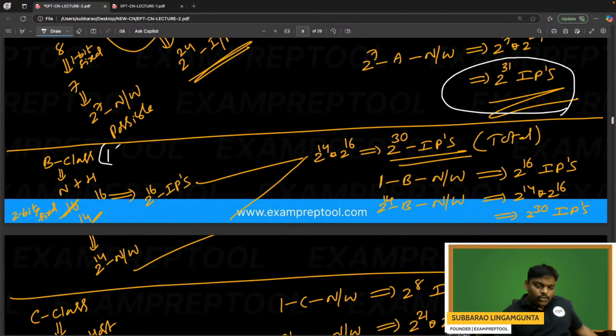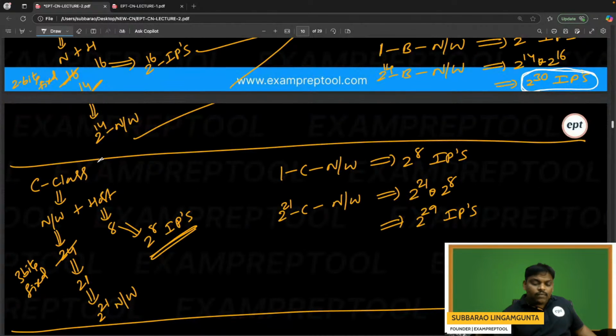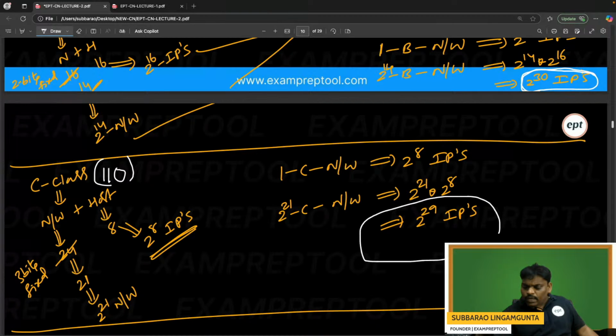If you go to class B, 2 bits are fixed: 1 0. So these 2 bits are one way each, 1 is one way and 0 is one way. For the remaining 30 bits, every bit has 2 possibilities, so 2 power 30. In class B, total IPs are 2 power 30. If you go to class C, 3 bits are fixed, 1 1 0. These 3 bits have one possibility each, but the remaining 29 bits have 2 possibilities each. Total IPs are 2 power 29.